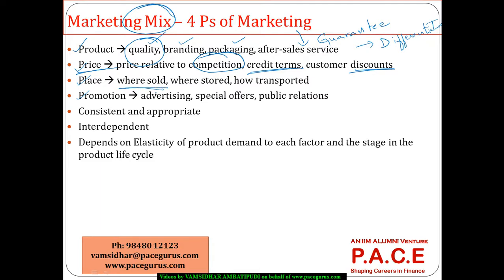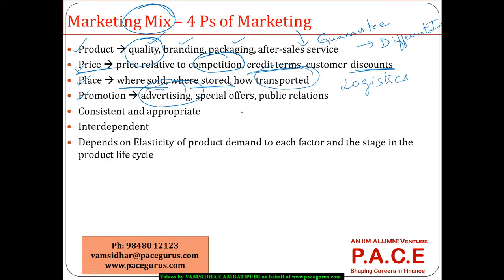Similarly, place. How do you get it sold? Is it sold through supermarkets? Is it sold through mom and pop stores? Or is it sold directly door to door? Where and how is it sold? What is the warehousing strategy for it? And how does the logistics really work? Are we going to take care of the logistics, or are we outsourcing the logistics? How are we handling the place part? And finally, what is the advertising strategy for the same? Do we go for television?